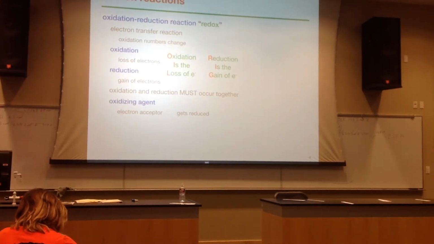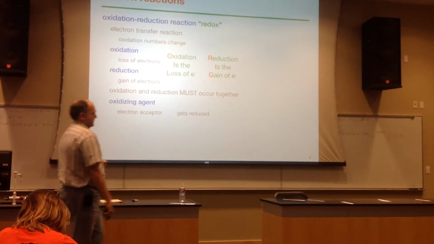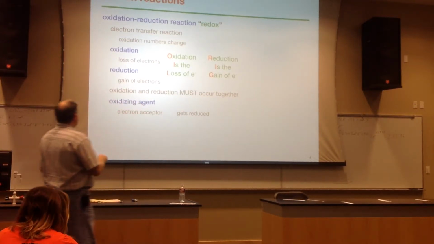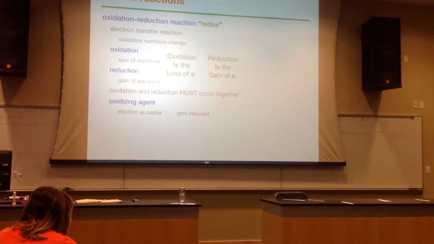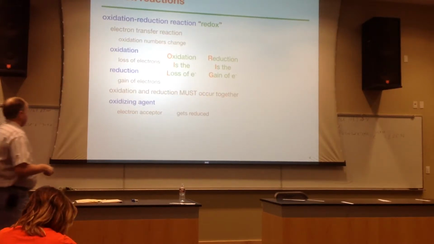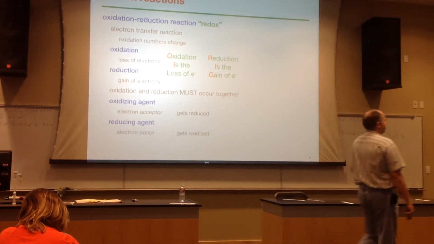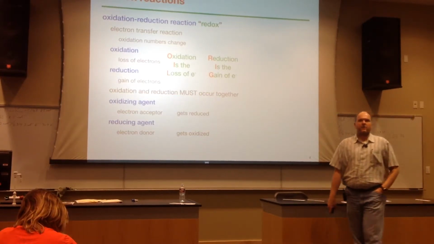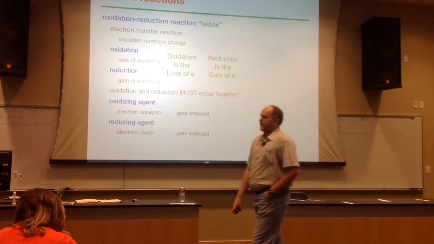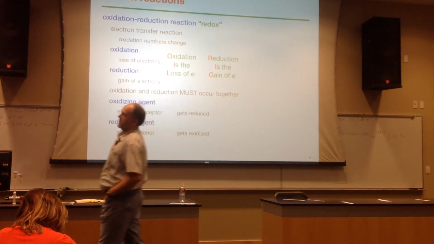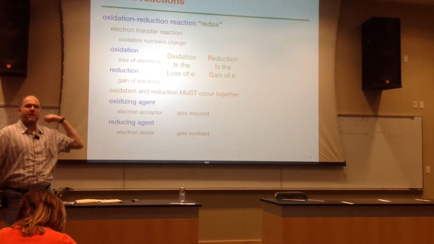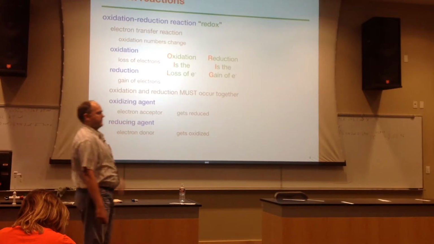Okay? Oxidizing agent is going to be the electron acceptor. Bunch of consonants. Oxidizing agent accepts electrons. Sorry, bunch of vowels together. It gets reduced. A reducing agent is going to be my electron donor. All right? It is going to be oxidized. It promotes reduction by being easily oxidized.